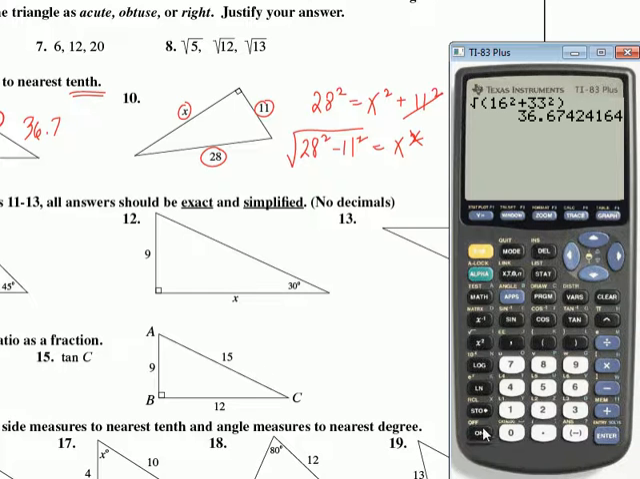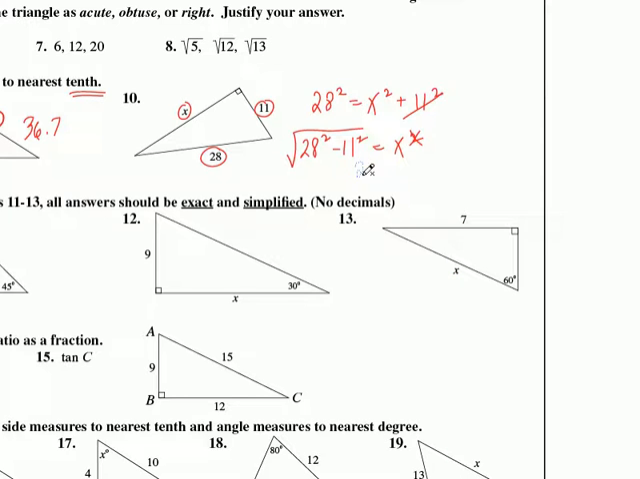So let's do that. Square root of 28 squared minus 11 squared, close parentheses there, hit equals, and there we go. What does this round to? 25 point what? 7, right, because you look to the right of it, that's a 4. The 4 does not round the 7 up. Okay, so it just stays 7, 25.7.